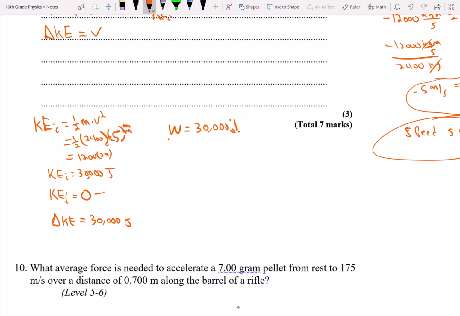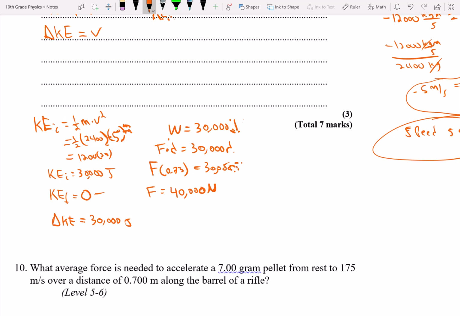And then remember that work is just force times distance, right? And our distance was 0.75. And then therefore the force would be 30,000 divided by 0.75, which is 40,000.